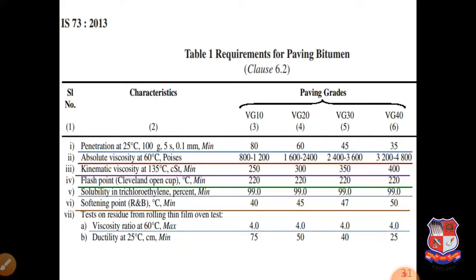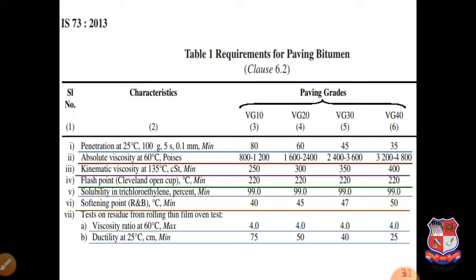Tests on residue from rolling thin film oven test. First is viscosity ratio at 60 degrees centigrade. Maximum viscosity ratio. Viscosity ratio is the ratio of viscosity of bitumen which is processed to bitumen which is in original condition, and it is 4 for all grades, which is maximum. Ductility measured at 25 degrees centigrade, measured in centimeter: minimum 75 centimeter ductility for VG10 grade, minimum 50 centimeter for VG20 grade, minimum 40 centimeter for VG30 grade, and minimum 25 centimeter for VG40 grade.